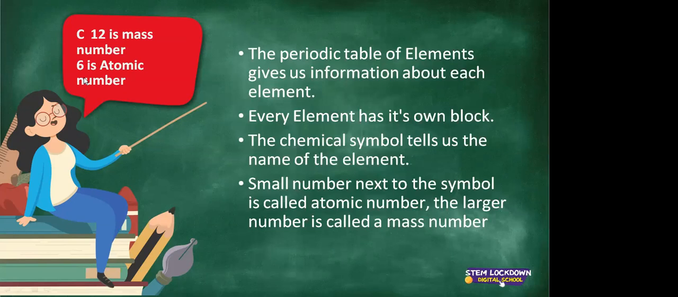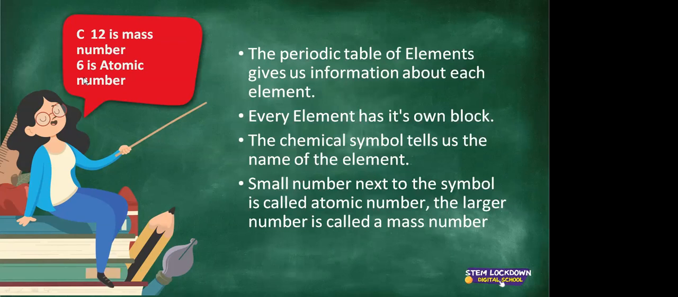How are you going to see this? You will see this by that every element has its own block. The chemical symbol tells us the name of the element. In some of the periodic tables, you will see the name and the symbol. Other periodic tables will just give you the symbol. So it is important for you to know the symbol of elements.